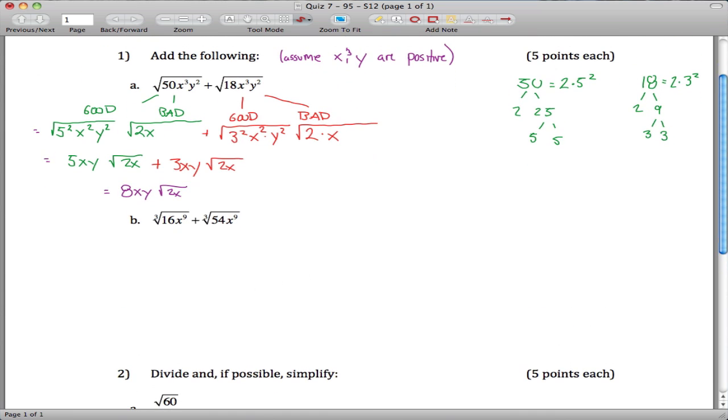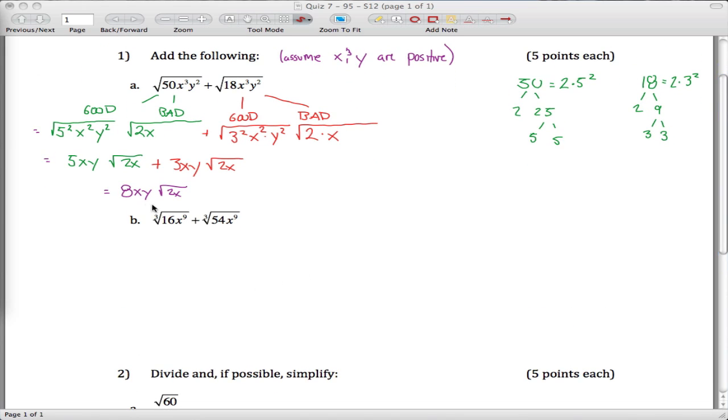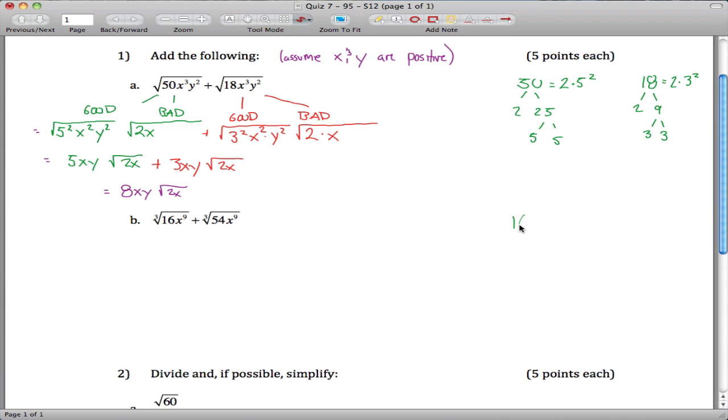Okay, number 2, or part B, I suppose. Exact same thing. Let's see, 16 is 4 times 4. And 4 is 2 times 2, and 4 is 2 times 2. So really 16 and its prime factorization is 2 to the 4th. And 54 is 9 times 6. 9 is 3 times 3. 6 is 3 times 2. So 54 is 2 times 3 cubed.